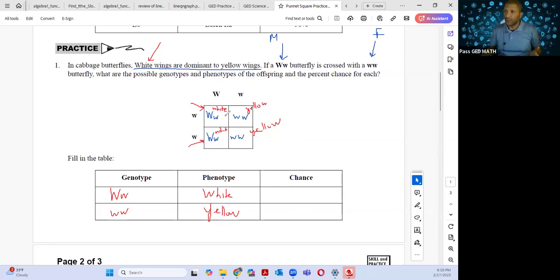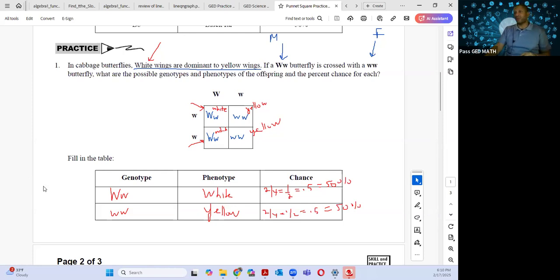So here, how many do we have that would be white? Two out of four, which is one half, which is 0.5, which is 50%. The reason I put all three is that sometimes they'll have the fraction, sometimes the decimal, sometimes the percent. In this case, yellow is also 2 out of 4, which is 1/2, 0.5, 50%. So there's a 50% chance that their offspring will have white wings, and a 50% chance that offspring have yellow wings.